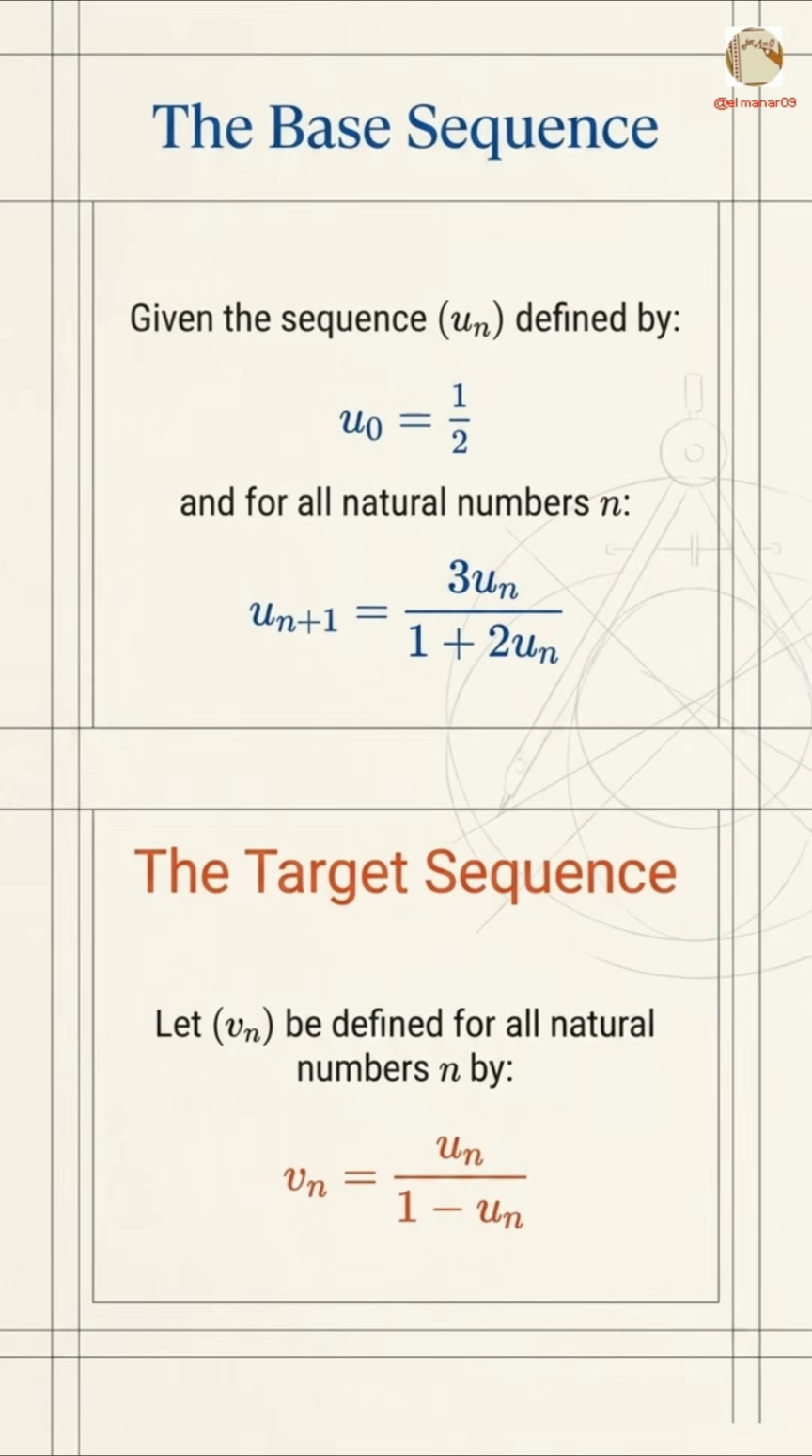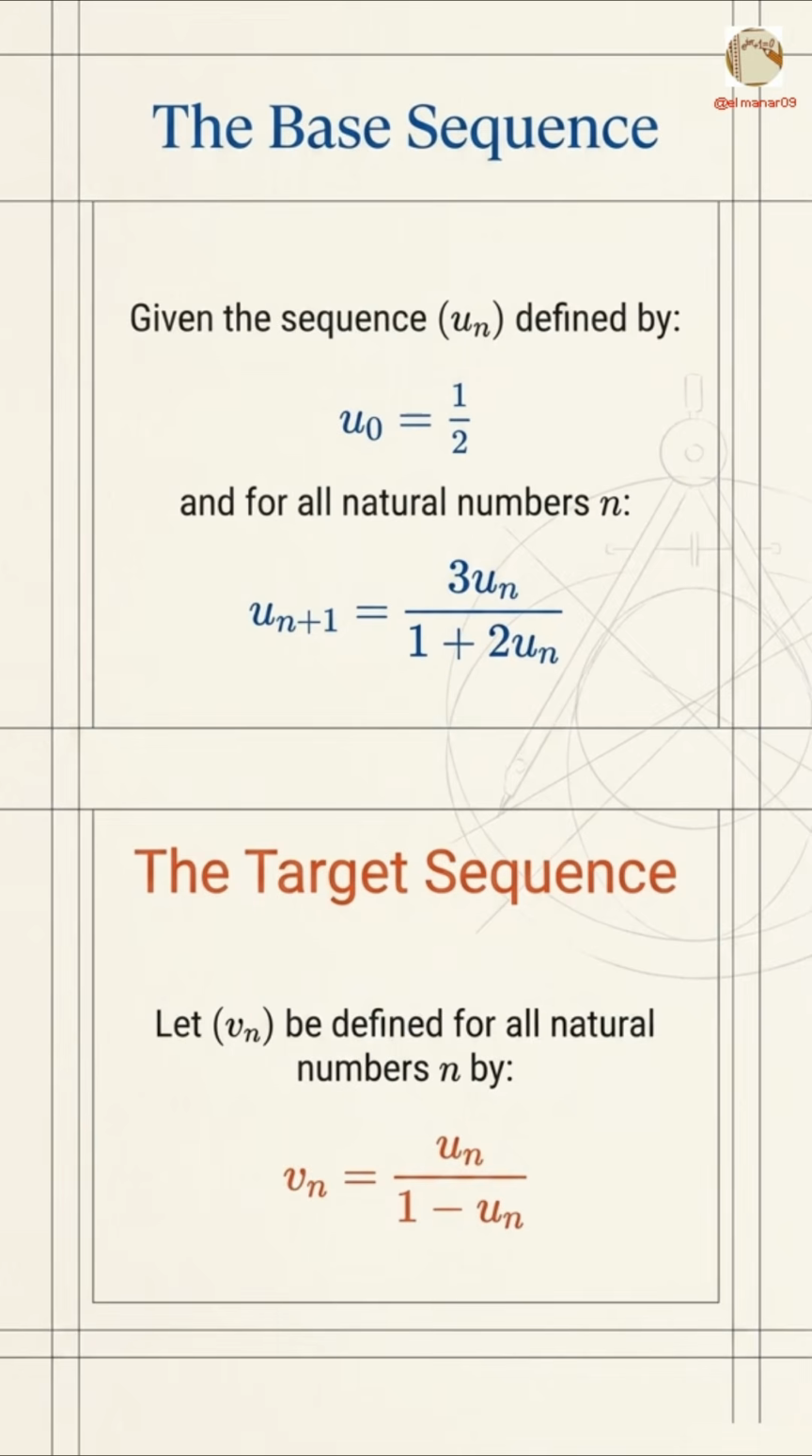We start with a first term, U sub 0 equals 1/2. Then, for every natural number n, we calculate the next term using the formula U sub n plus 1 equals 3U sub n divided by 1 plus 2U sub n. It looks a bit complex at first glance, right? That's why we introduce a helper.